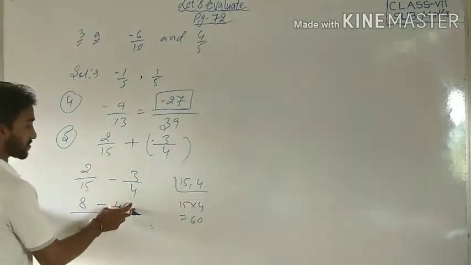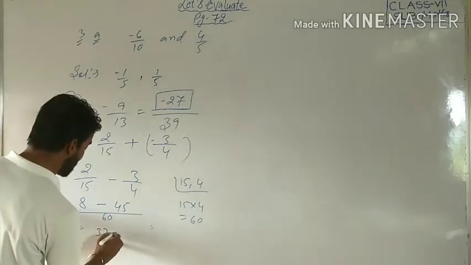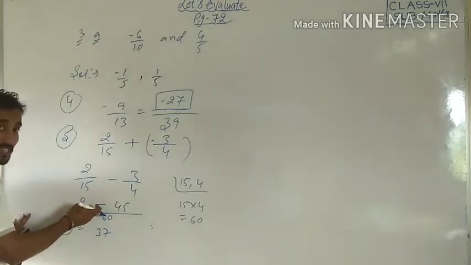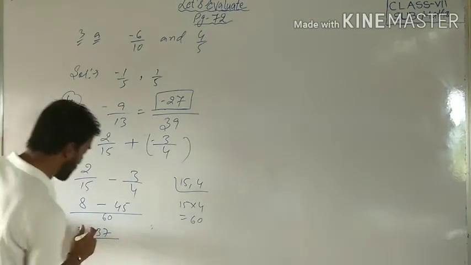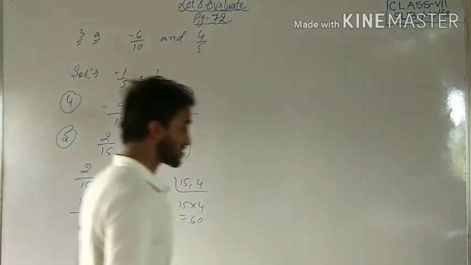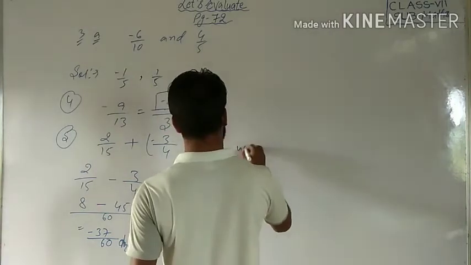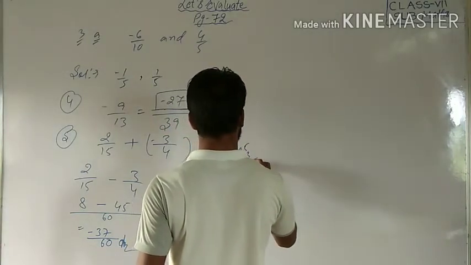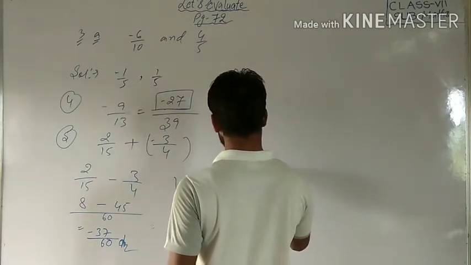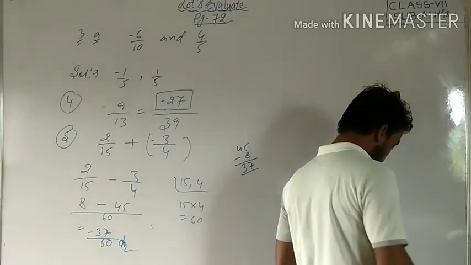What will we do? We will subtract 8 from 45. So what will the answer be? 37. And before 45, which sign is given? Minus. So we will mention minus 37 by 16 here. It is your result. What is the result? Minus 37 by 16. 45 minus 8, 37 by 16.